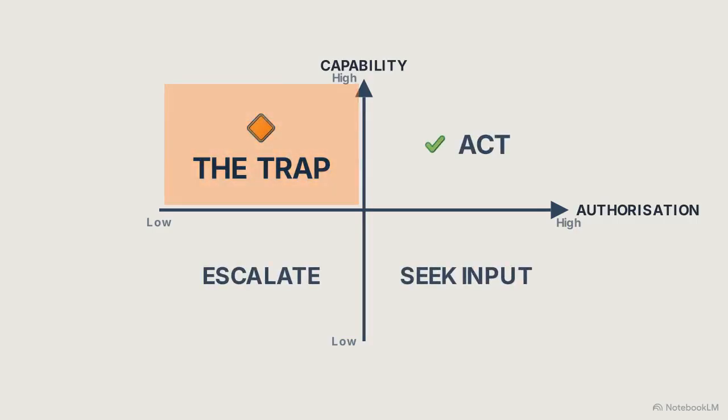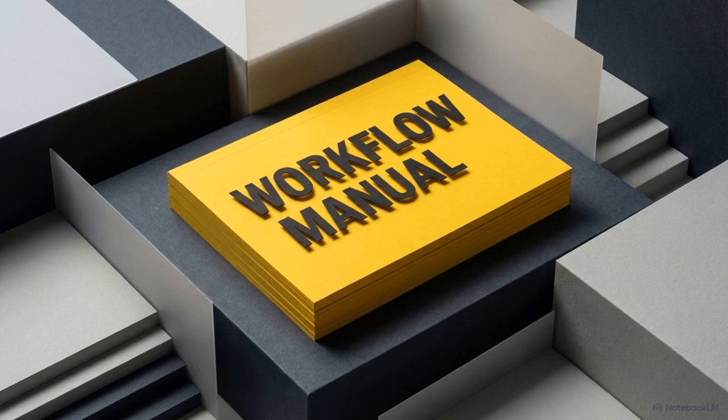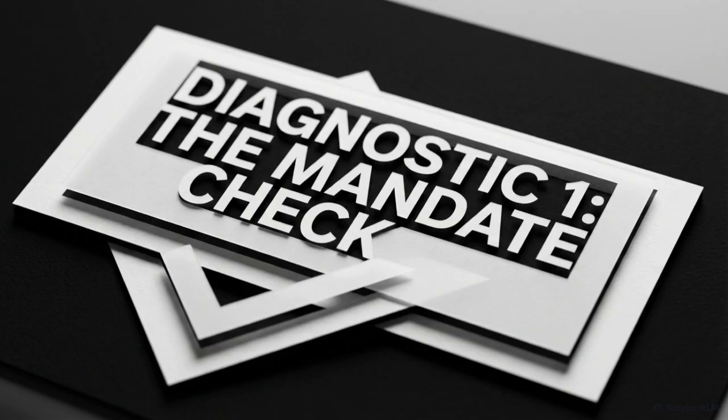High capability but low authorization puts you in the top left trap quadrant. Here, high capability generates a feeling of absolute certainty, actively masking the fact that you lack the mandate to act. If your decision lands in this quadrant, you are currently in danger. You must immediately initiate the 3-question pause protocol before taking any action.